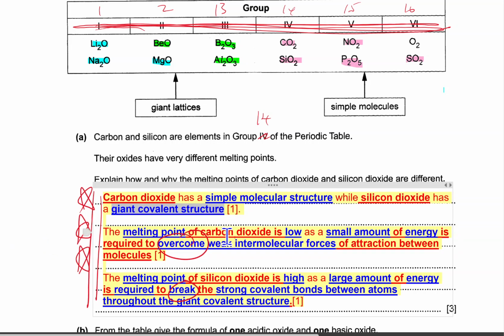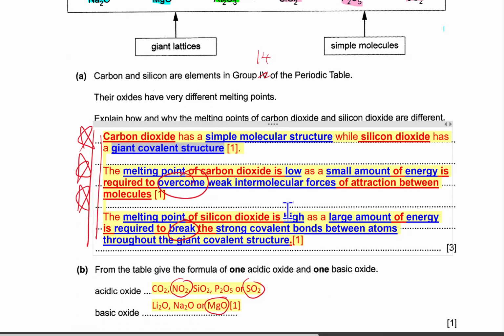Now the melting point of carbon dioxide is low, in fact very low, because a small amount of energy is required to overcome the weak intermolecular forces of attraction between the molecules in carbon dioxide. Take note of the words overcome weak intermolecular forces. Next, the melting point of silicon dioxide is high, very, very high, more than 3000 degrees. A large amount of energy is needed to break the strong covalent bonds.